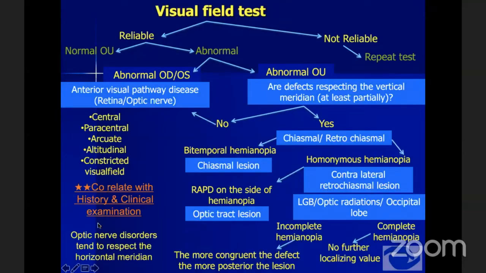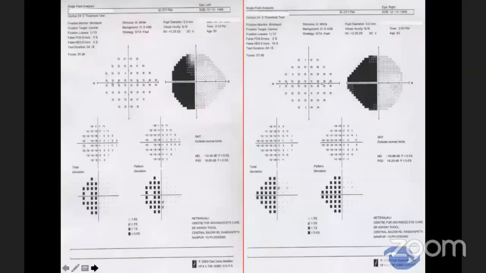What is important to understand is you can only make your diagnosis with taking proper history and having a good clinical examination, and then labeling that visual field defect etiology. Optic nerve disorders tend to respect the horizontal meridian. So a defect like this, it is a no-brainer. You have to go for neuroimaging and neuroconsult because it is a neuroophthalmic visual field defect that we are looking at.